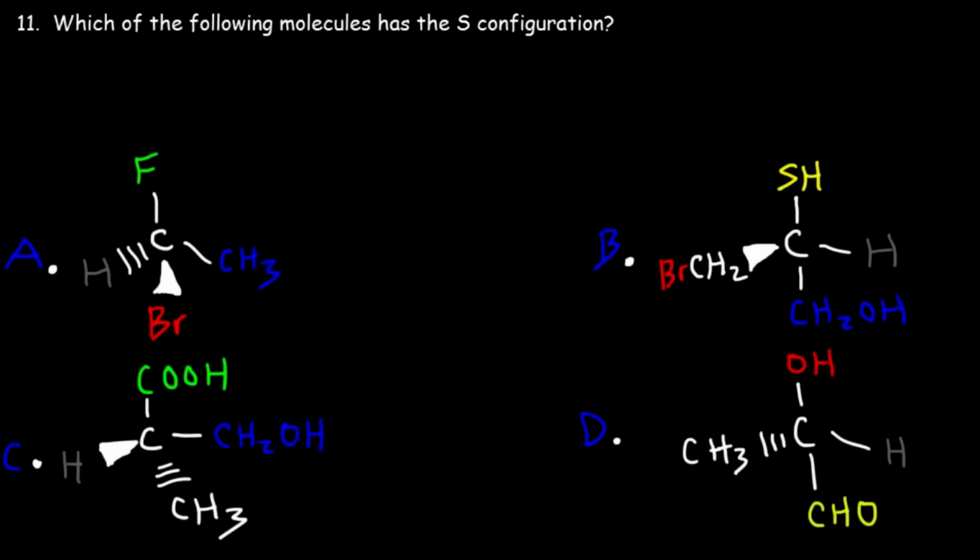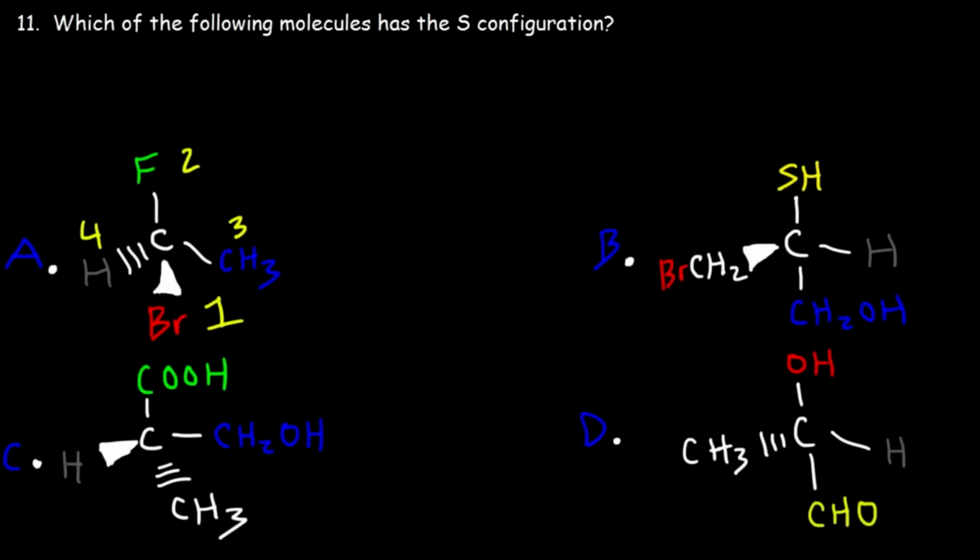Number 11. Which of the following molecules has the S configuration? A, B, C, or D? Well, let's find out. Let's start with A. So first, we need to rank each group based on their atomic numbers. Bromine has the highest atomic number, so we're going to give it a score value of 1. It has the highest priority. Next, fluorine has the second highest atomic number, and then it's carbon. So fluorine is going to be group number 2, carbon is 3, and H is number 4.